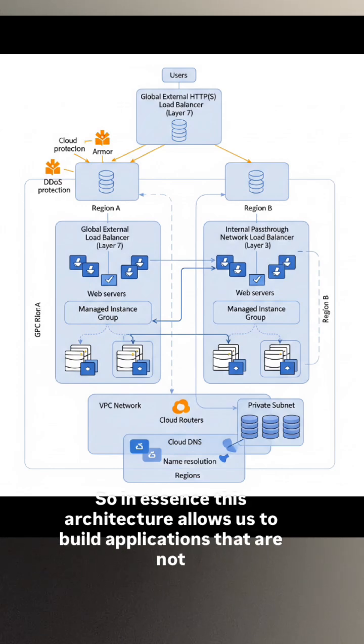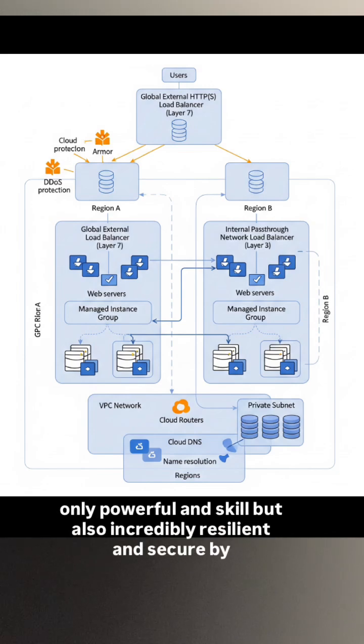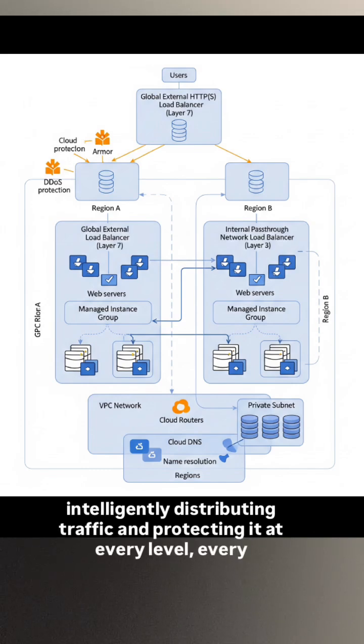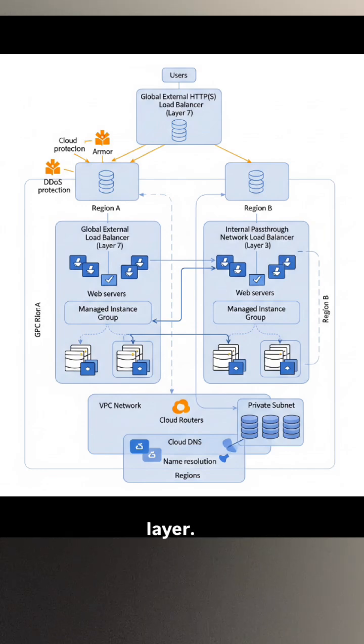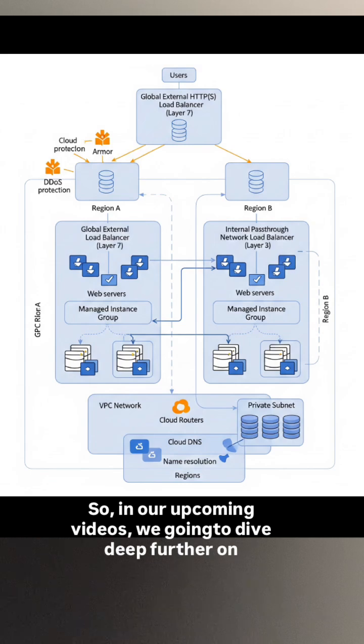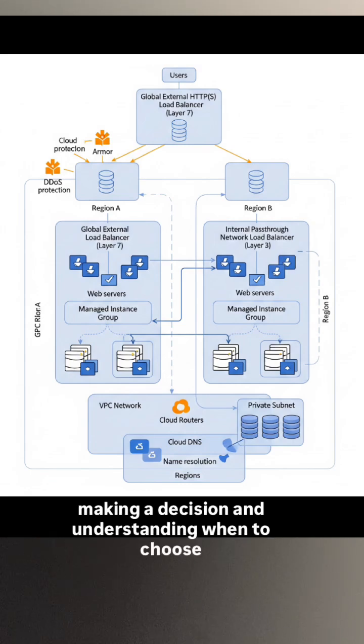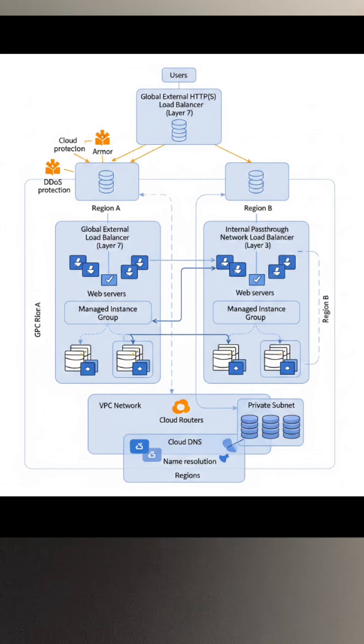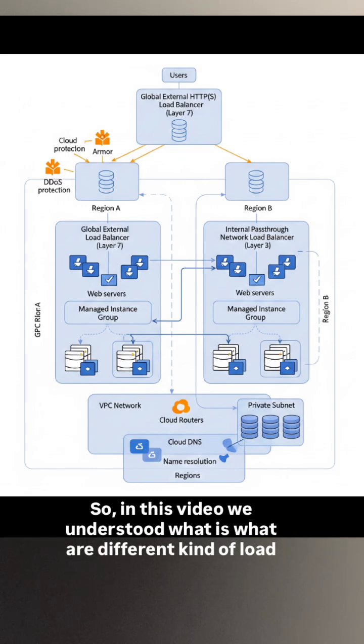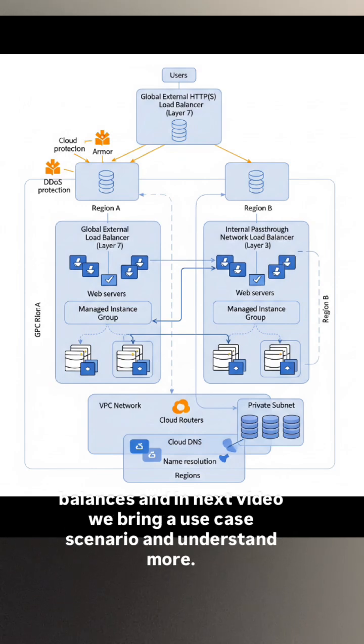So in essence, this architecture allows us to build applications that are not only powerful and scalable, but also incredibly resilient and secure by intelligently distributing traffic and protecting it at every layer. In our upcoming videos, we're going to dive deeper into making a decision and understanding when to choose which load balancer. So in this video, we understood the different kinds of load balancers, and in the next video, we'll bring a use case scenario and understand more.